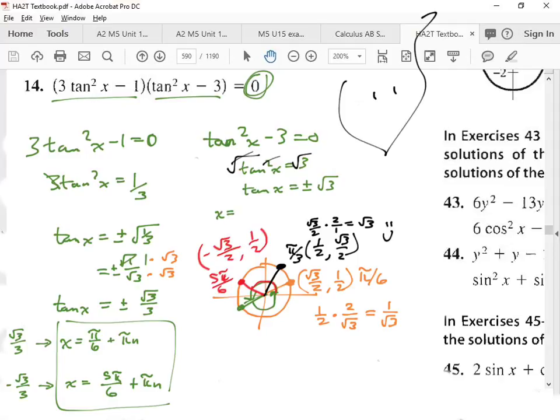Okay, so there's two sets of answers here. There's the pi over 3, and you're going to add the pi n to that. That's one. And then there's the negative rad 3, which would be 2 pi over 3 plus the pi n. Oh my goodness. There's a lot of answers for this one.